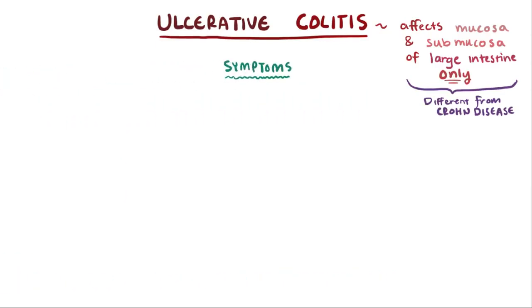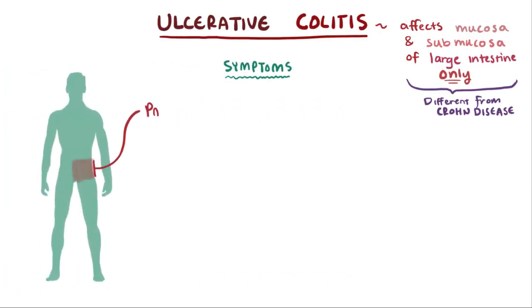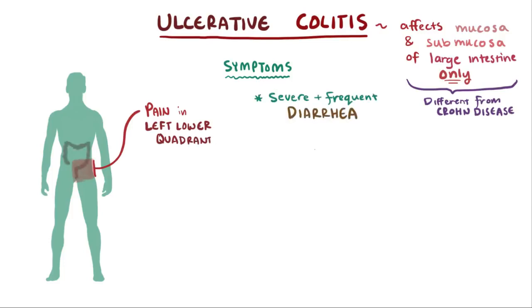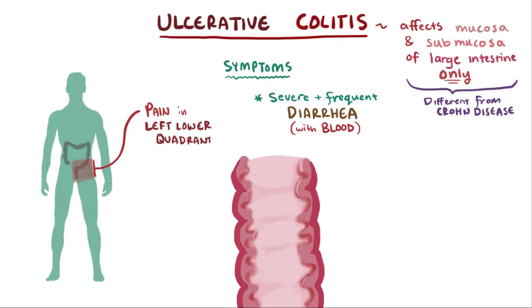As more damage is done to the tissue, patients experience pain in the left lower quadrant, which corresponds to the rectum, and more severe and frequent bouts of diarrhea, sometimes with blood in the stool as well. As the mucosa and epithelium are destroyed, blood and serum might be released into the lumen, which contributes to the blood seen in the stools.